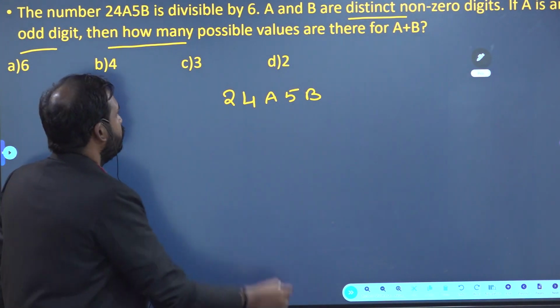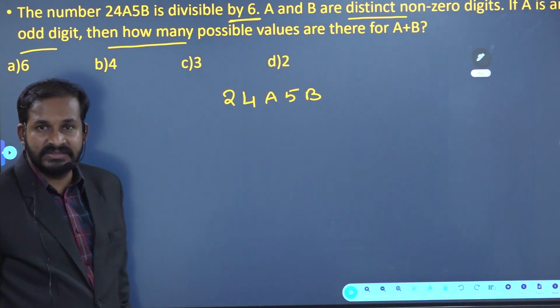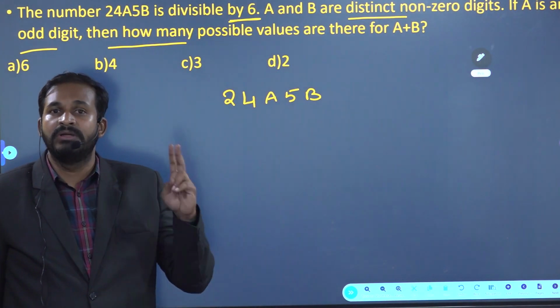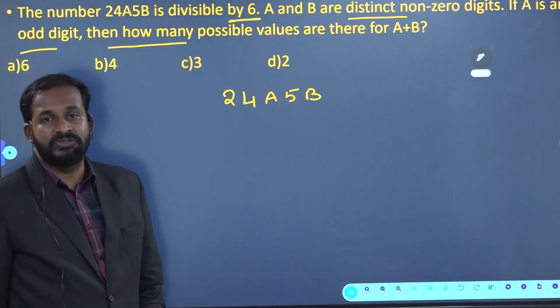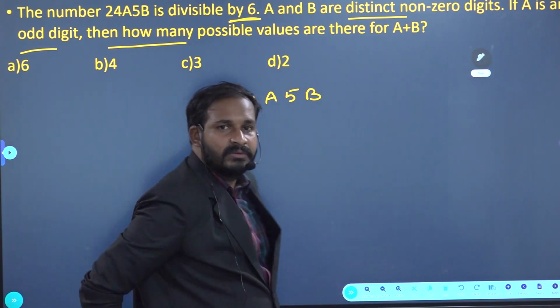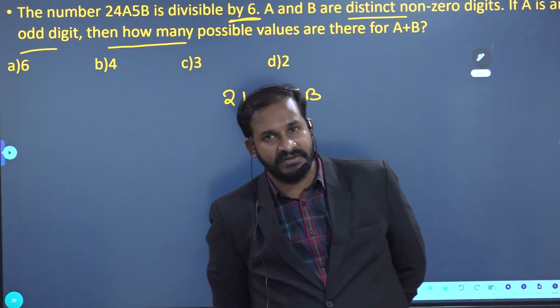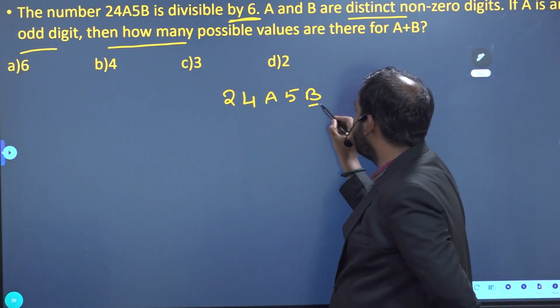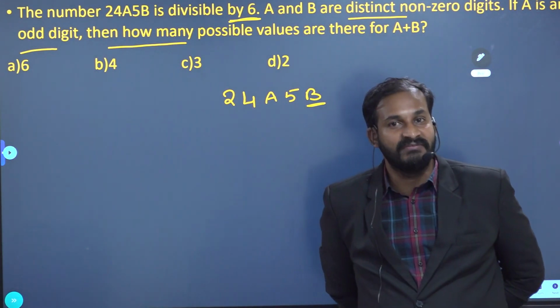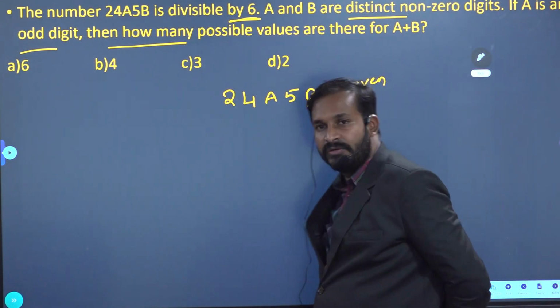Okay. Now, as usual, divisible by 6 means what? Divisible by 6 means it should be divisible by both 2 and 3. Now tell me which numbers will be divisible by 2? All the even numbers are divisible by 2. That means B should be an even digit. Then only it will be divisible by 2.